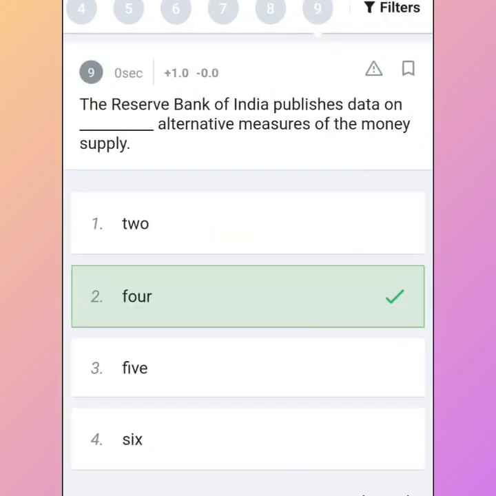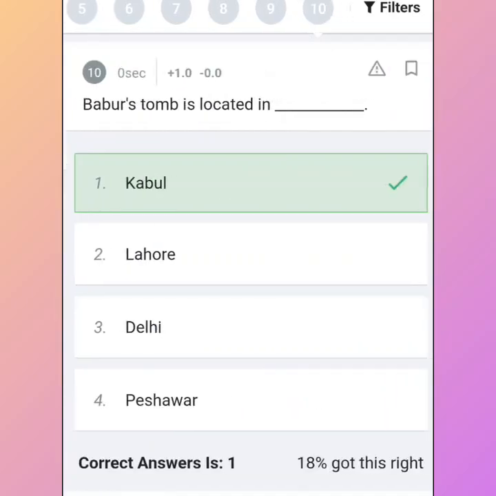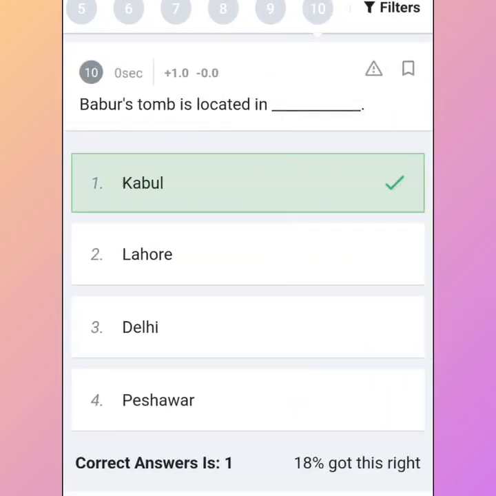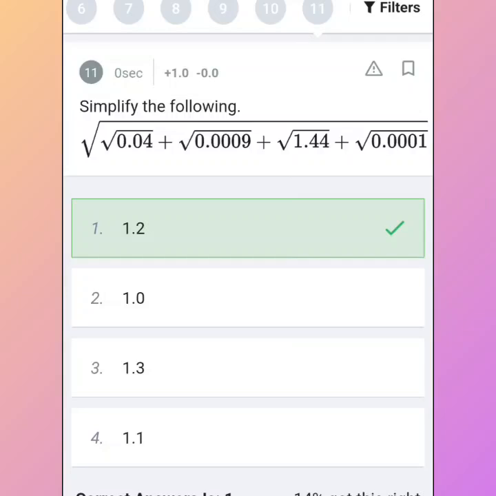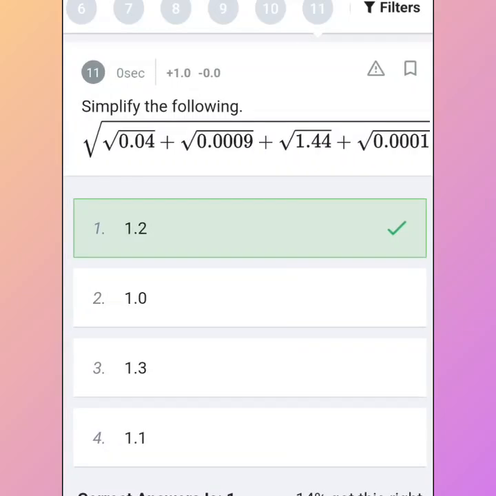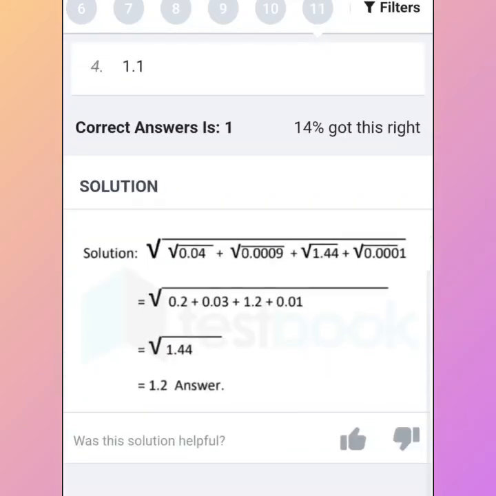The Reserve Bank of India publishes data on 4 alternative measures of the money supply. Babur's tomb is located in Kabul. Simplify the following. Option first is correct.